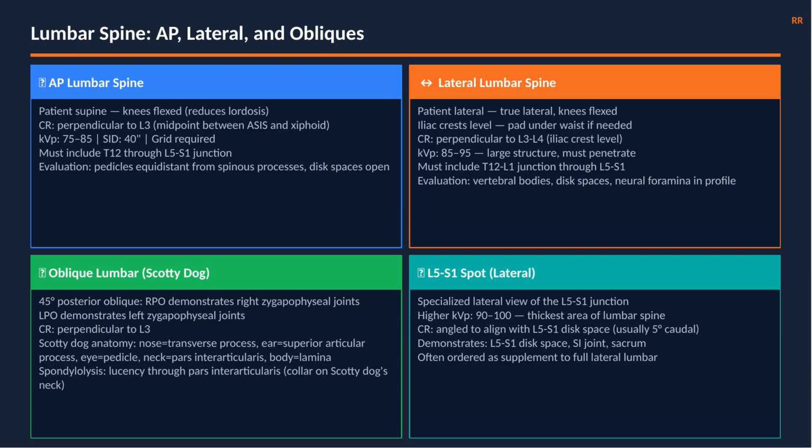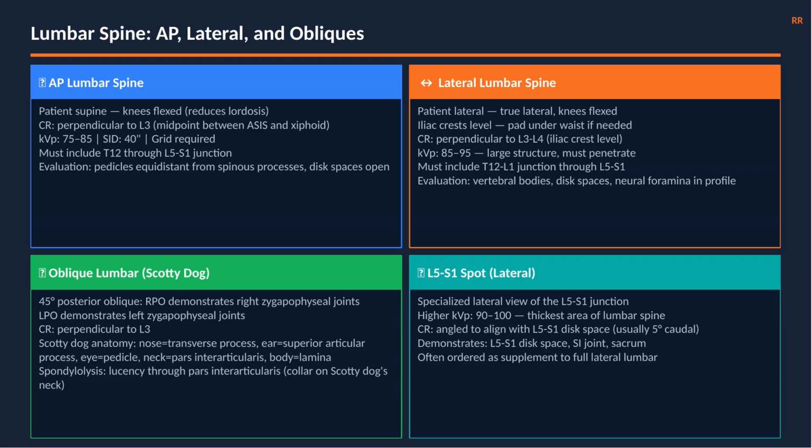Lateral lumbar. Patient lateral, knees flexed. A pad under the waist if needed to keep the spine horizontal and the iliac crest level. CR, perpendicular to L3, L4 at the iliac crest level. KVP, 85 to 95. This is the thickest part of the lumbar spine. Must include T12, L1 junction through L5, S1.